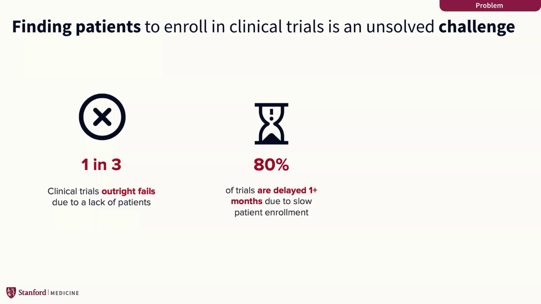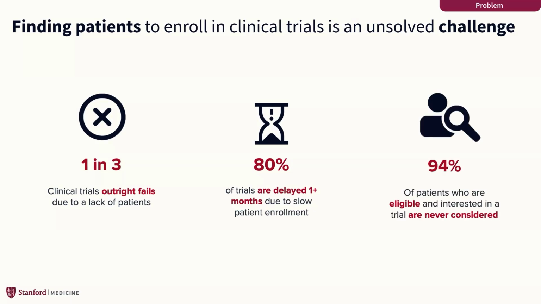Secondly, overall, roughly 80% of trials are delayed by at least 1 month due to slow patient enrollment. And so if you think from the perspective of a pharma company, right, every day that your drug is on patent and you're able to sell it after you get FDA approval, it could potentially be hundreds of thousands or millions of dollars. These delays cost millions and millions of dollars to drug discovery companies. And so there's a very high financial incentive to accelerate trials.